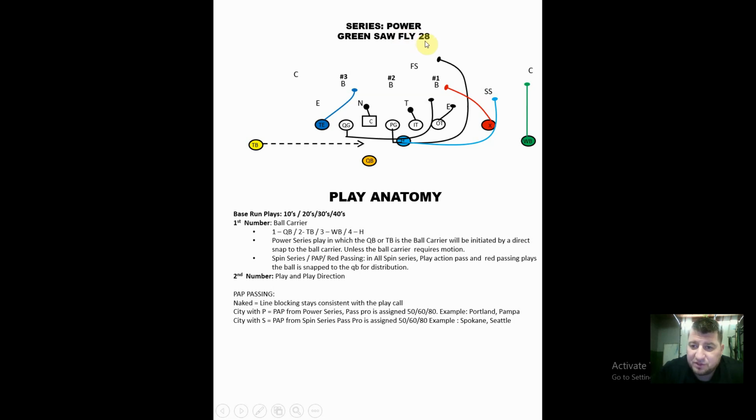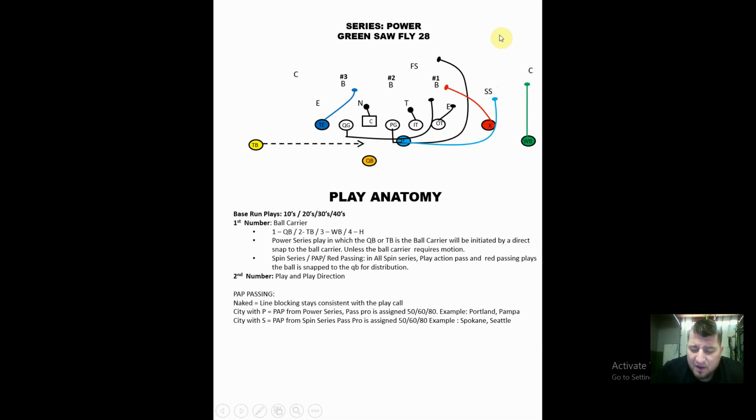And then the second number also aligns with the gap distribution throughout the line of scrimmage. Essentially, 2, 4, 6, and 8. You can see this is green saw fly 28. Quarterback's going to hand the ball off to the tailback. So that's where we get our 2 from. He's working around the line of scrimmage and coming out the 8 hole.